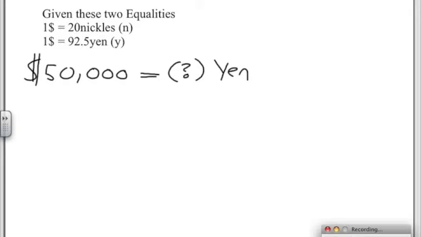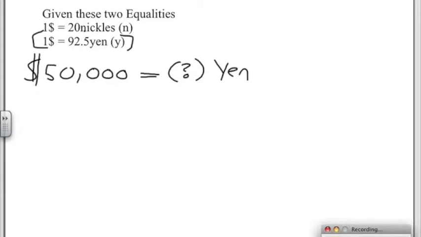First, we need a conversion factor to change dollars into yen. Do we have an equality here that can change dollars into yen? Not really, but we could say that if 20 nickels equals $1, and if $1 equals 92.5 yen, then we could say maybe... oh, we have one. Never mind, I'm sorry.